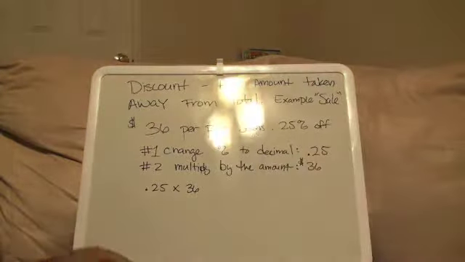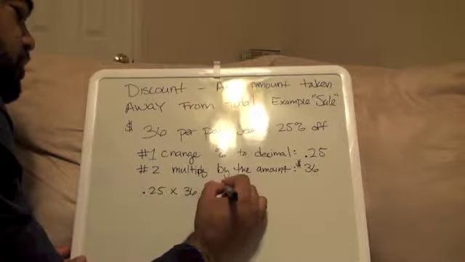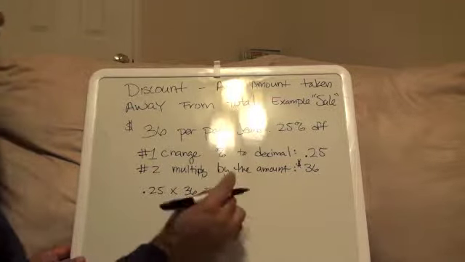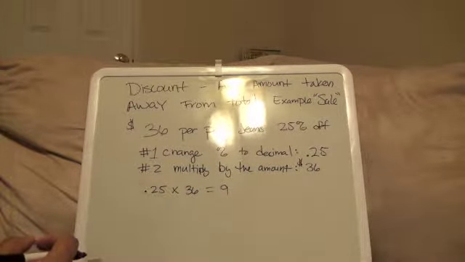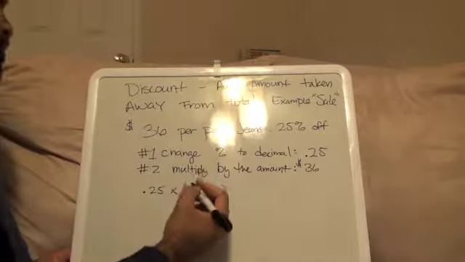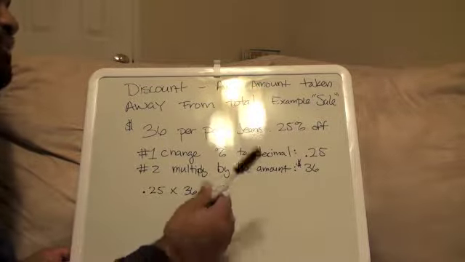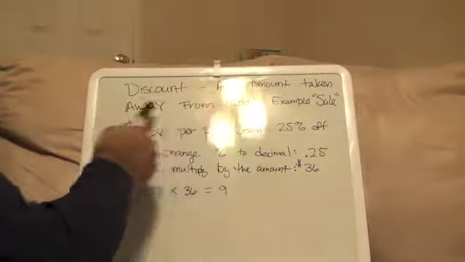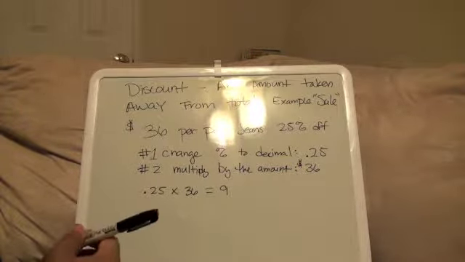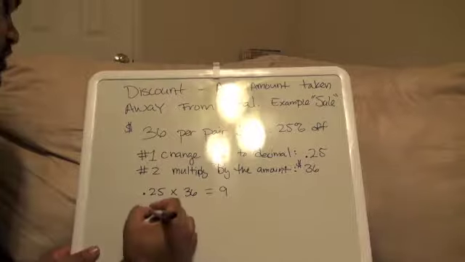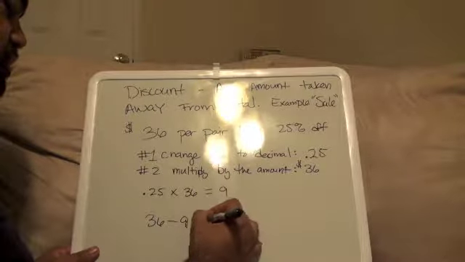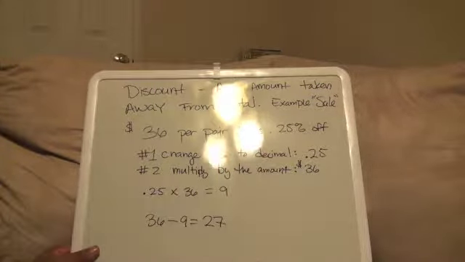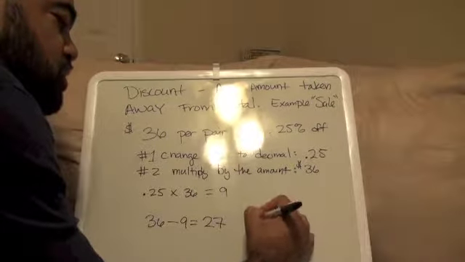I don't know if you can see that. 0.25 times 36 equals 9. So 9 is my what? 9 is equal to my discount. So am I done? No. I have to deduct, because remember a discount is the amount taken away. So I have to take away, or what's another word for take away? Subtract. So I subtract 36 minus 9, which will leave me with 27. So the cost of the jeans is $27.